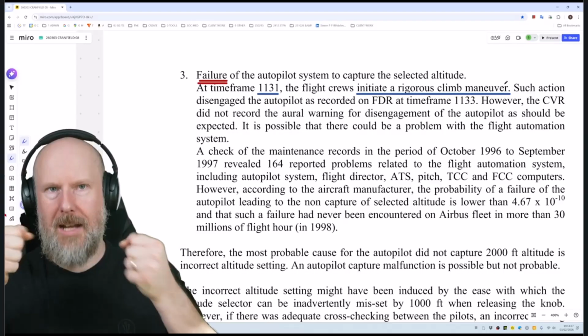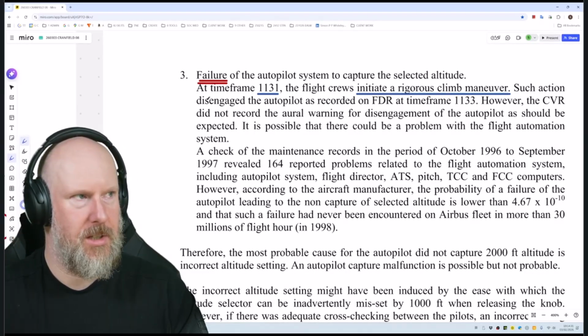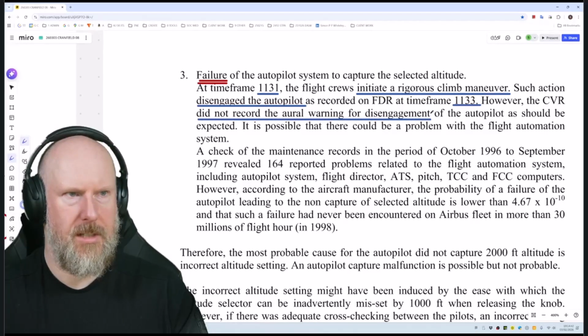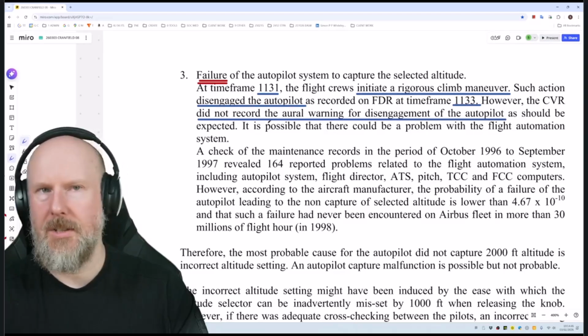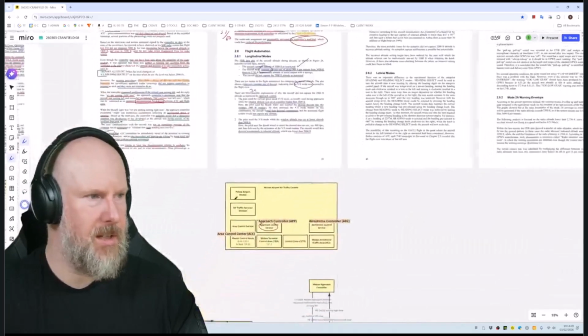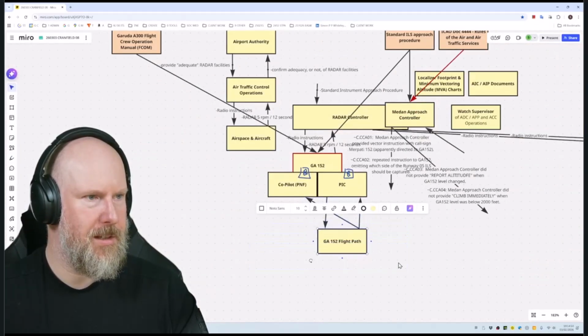So this is a control action to climb. Such action disengaged the autopilot as recorded on the FDR at 1133. However, the CVR did not record the oral warning for disengagement of the autopilot, as should be expected. So that's interesting. So let's have a look.